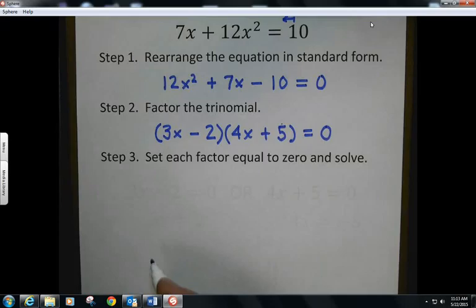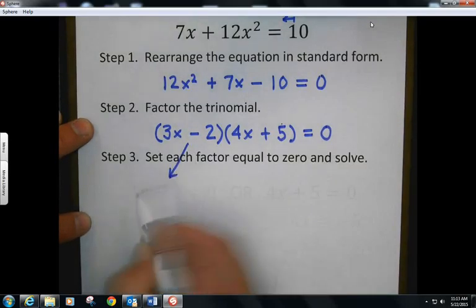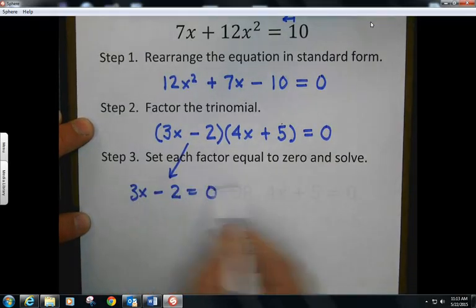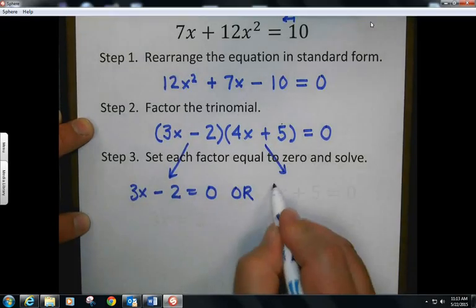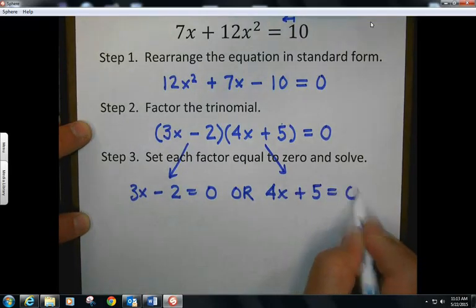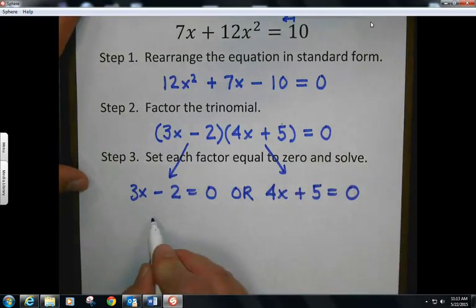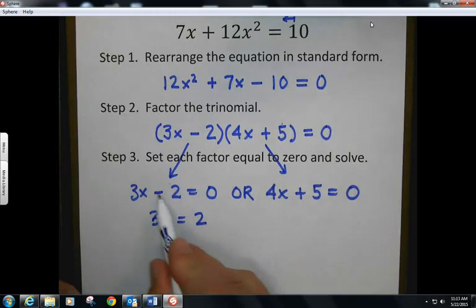The next stage is to set each of the factors equal to 0. So we'll start with this one. Set the other one equal to 0 also. And solve the resulting equations. Adding 2 to both sides of this equation over here on the left gives 3x equals 2. Once again, I added 2 over here, which got rid of the minus 2. And I added 2 on that side.